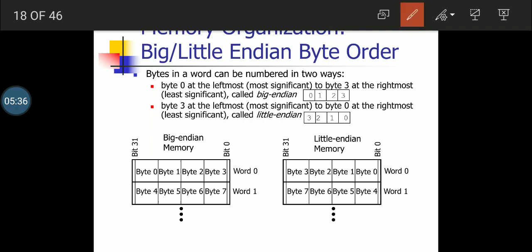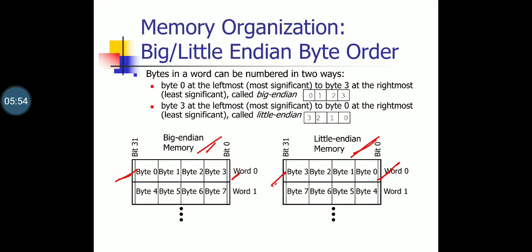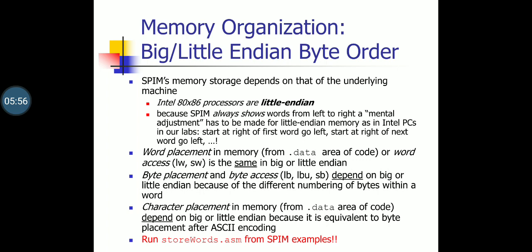If you see this big Endian, byte 0 will be at the leftmost, that is at the most significant, and byte 3 at the rightmost. Okay, this is big Endian memory. And in little Endian memory, byte 0 will be at the rightmost and byte 3 will be at the leftmost. So this is the little Endian memory.